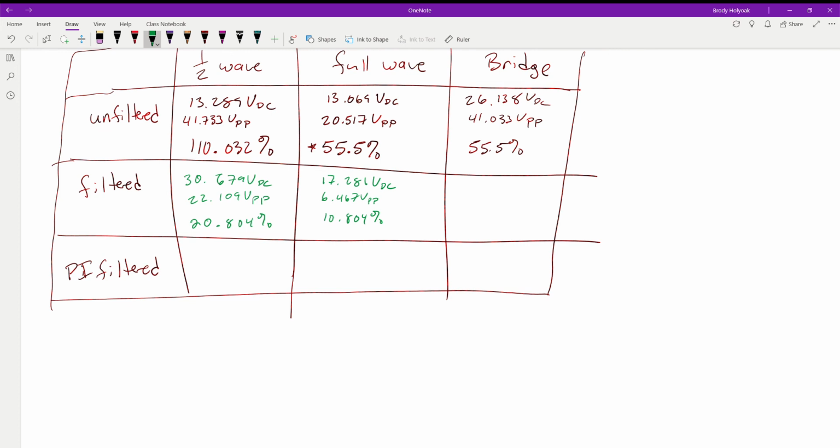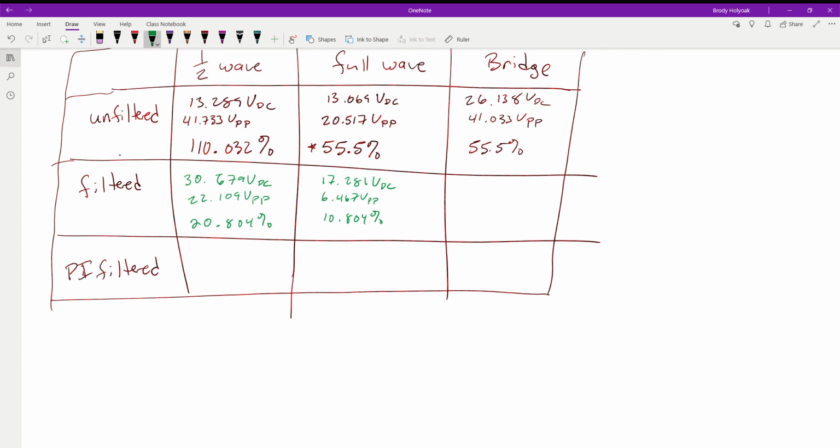Okay, so just comparing our two full wave power supplies, going from unfiltered to filtered, we gained 4 volts in our DC. We lost 16 volts of ripple. And so right there, we can see that just by adding the capacitor, it has a huge effect on what the circuit does. It makes it so much more efficient with one simple little capacitor. And like I said, we went from 55% ripple down to 10%. So we decreased it by 5 just by adding in one simple component.